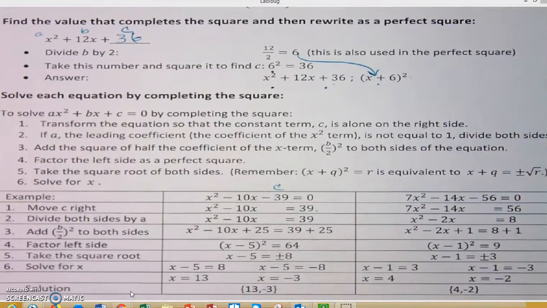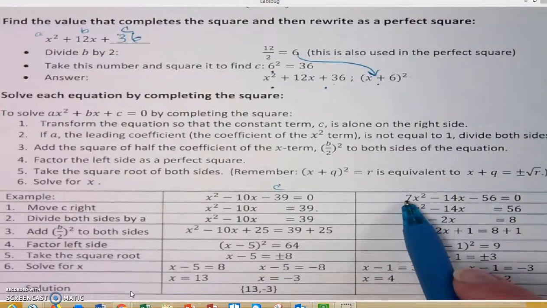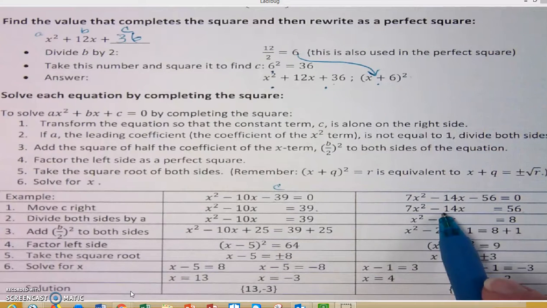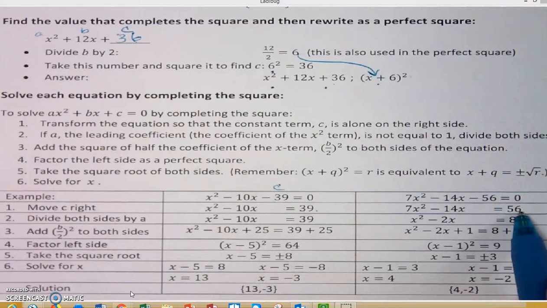So if we have an example where a does not equal 1, say in this one. I'm going to first do my first step, move c to the right. So I have 7x squared minus 14x equals 56.